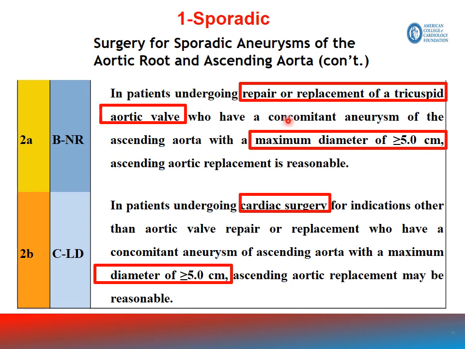Indications for intervention in patients with ascending aortic aneurysm also include: in patients undergoing repair or replacement of a tricuspid aortic valve who have a concomitant aneurysm of the ascending aorta with maximal diameter of 5 cm, ascending aortic replacement is reasonable. In patients undergoing cardiac surgery for an indication other than aortic valve repair or replacement and who have a concomitant aneurysm of the ascending aorta of 5 cm or more, ascending aortic replacement may be considered.